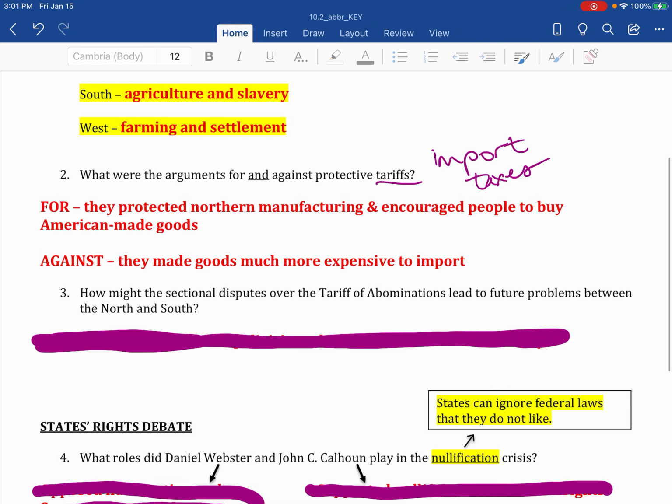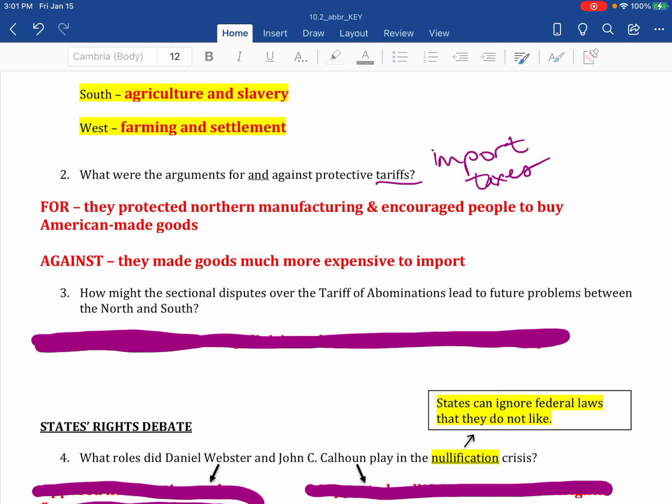How might the sectional disputes over the tariff of abominations lead to future problems between the North and South? Well, the tariff of abominations, remember, is a tariff that was passed late in the presidency of John Quincy Adams. So Jackson basically inherited that problem. Tariff of abominations was a nickname given to the tariff by the people in the South because they hated it so much, because an abomination is a hateful thing.